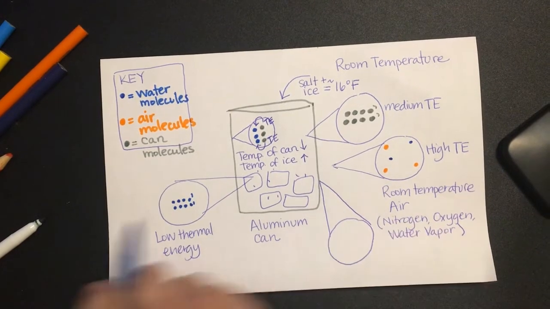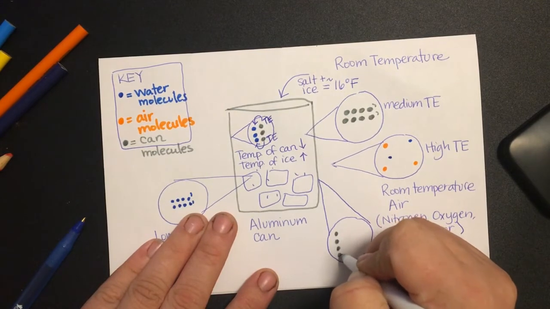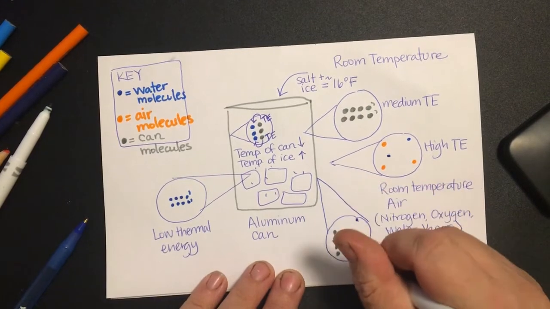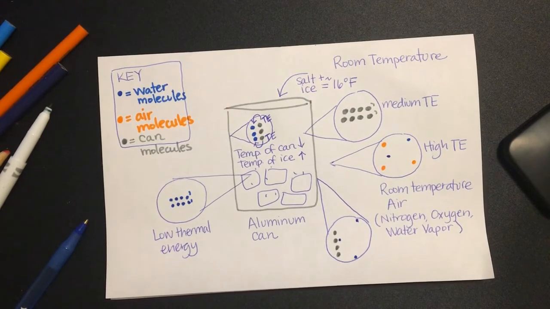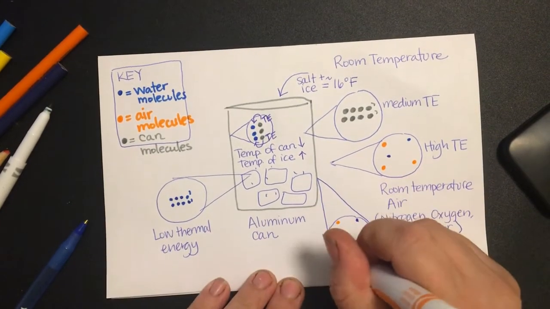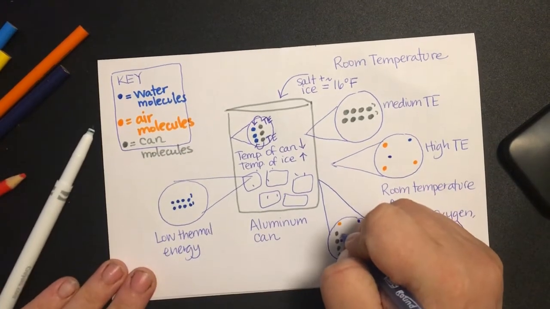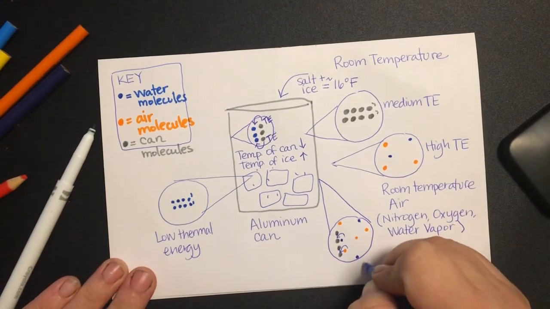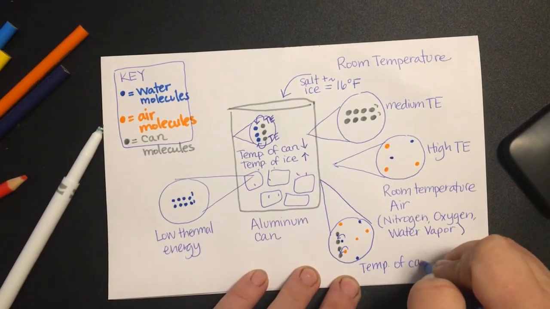The other thing that I decided to focus in on was the interface between the can and the air. Once the salt and the ice have been inside of the can for a while, a significant amount of thermal energy has left the molecules in the can, therefore lowering the temperature of the can significantly. So that when air molecules are colliding with the can molecules, thermal energy is being transferred. And thermal energy gets transferred at a faster rate when there is a greater difference in thermal energy.